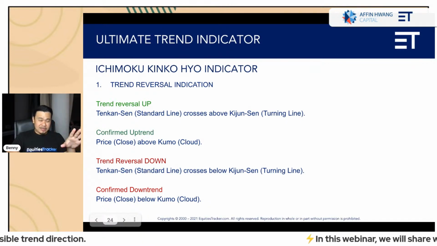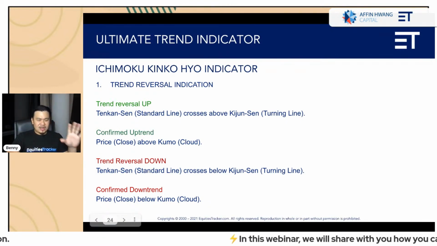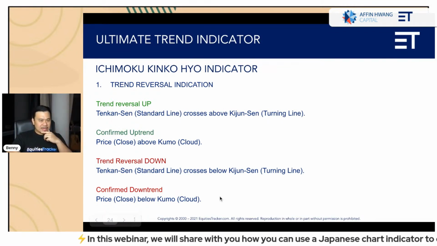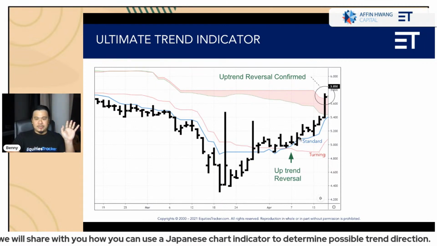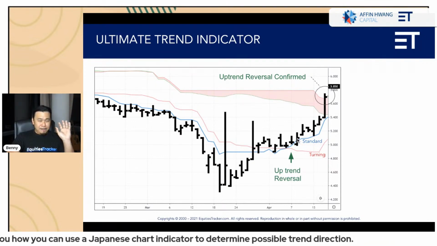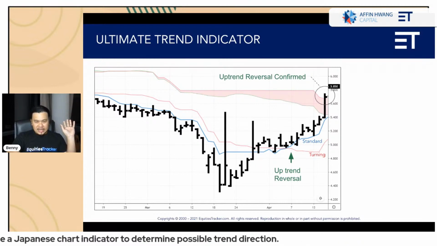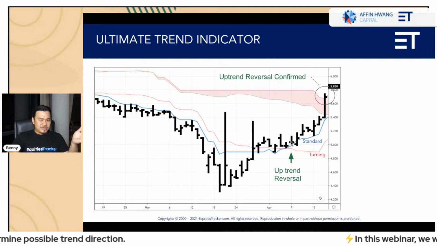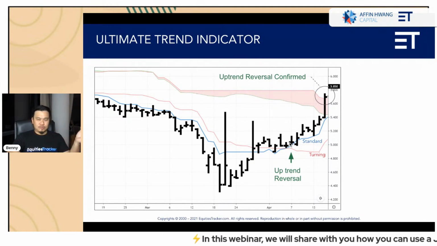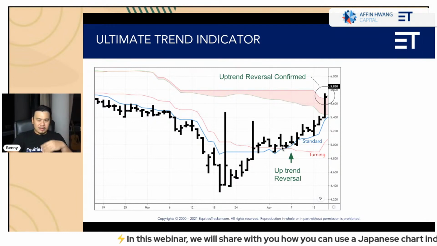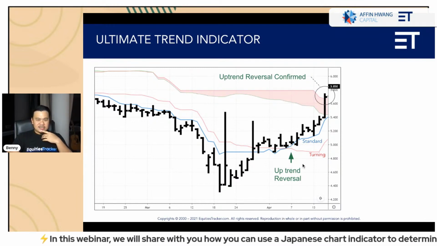Okay, so basically, if you look at this indicator, the only thing that we need is the cloud. Very simple, right? In application, you just put in the cloud indicator. You just want to see where the current price is. Is the price above or below the cloud? If it's above the cloud, that means it's bullish. If it's below the cloud, that means it's bearish.